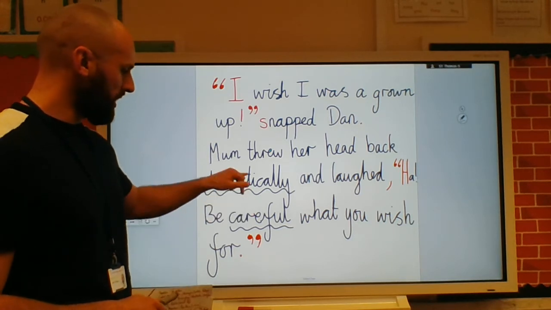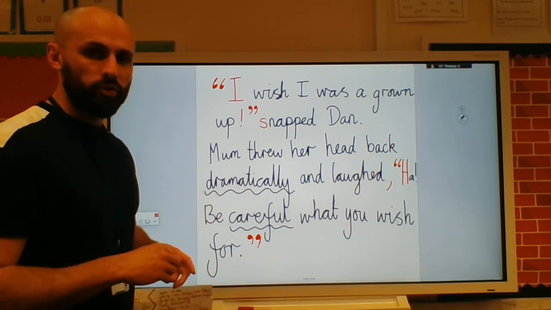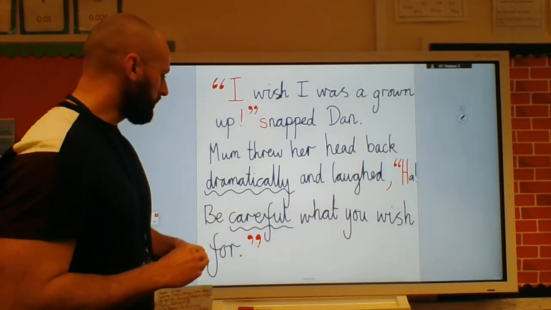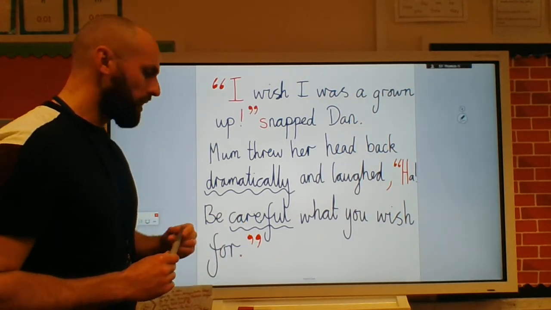I've also underlined these spellings here because I'm a little bit unsure, but I'm in the flow of writing, so I'll go back and check those after. Best of luck.